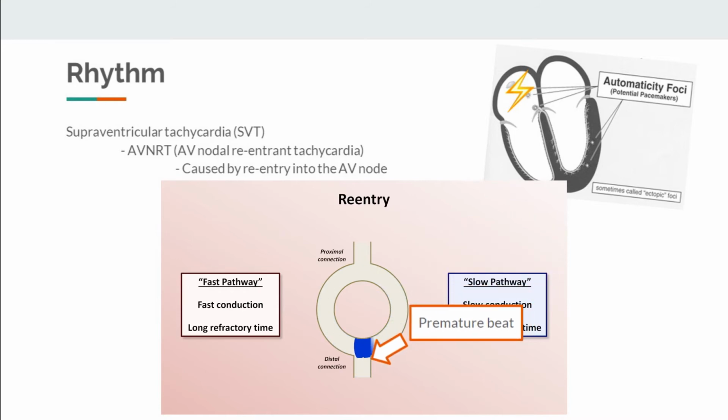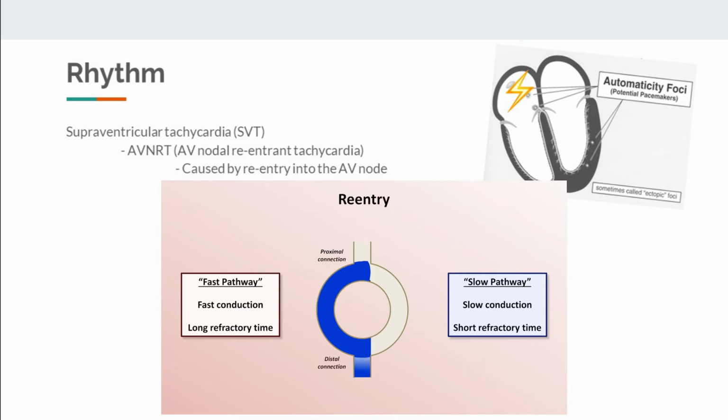By the time the premature action potential reaches the other side, the fast pathway has now recovered from its refractory period, and in addition to propagating down the rest of the conduction pathway, the premature action potential is able to go backwards along the fast pathway. It's able to get back to the initial splitting off point before the next normal heartbeat gets there, and is able to re-enter the slow pathway, creating a loop within the AV node. This is where the name AV nodal reentrant tachycardia comes from. A re-entry circuit inside the AV node causes an abnormally fast heart rate. While there are other types of AV NRT, this is the most common mechanism.